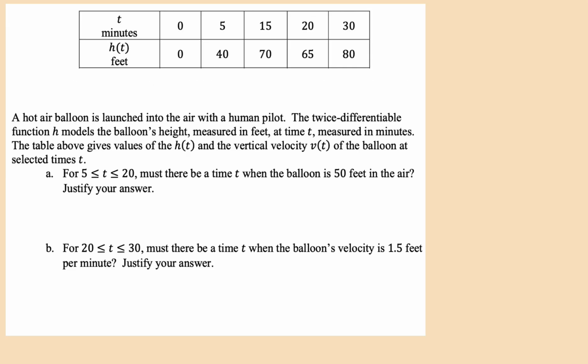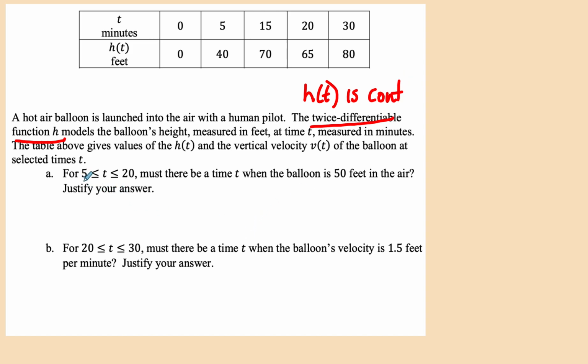Okay, let's take a look at a problem where we have to keep the two theorems straight. We have a hot air balloon that's launched into the air with a human pilot. The twice differentiable function h. Twice differentiable means that h prime, we're going to be able to find a derivative of h prime, and h prime will also have a derivative. That's twice differentiable. The fact that it's differentiable means that this h of t is continuous. Whenever something is differentiable, it is continuous.